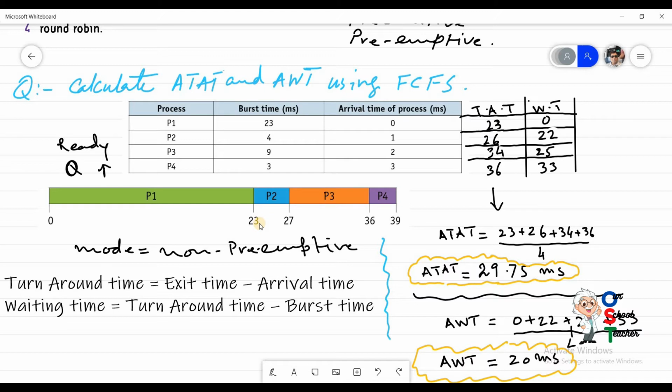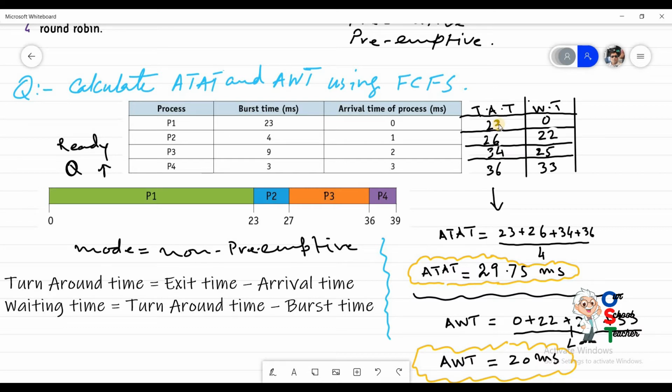Now we have to calculate the turnaround time. As I have told you that turnaround time is equal to exit time minus arrival time. So we have calculated the exit time of every process. We can calculate the turnaround time of every process now. So what we can do, we can put the values in the formula. For the first process, P1, exit time is 23 and arrival time is 0. So 23 minus 0, that is equal to 23.